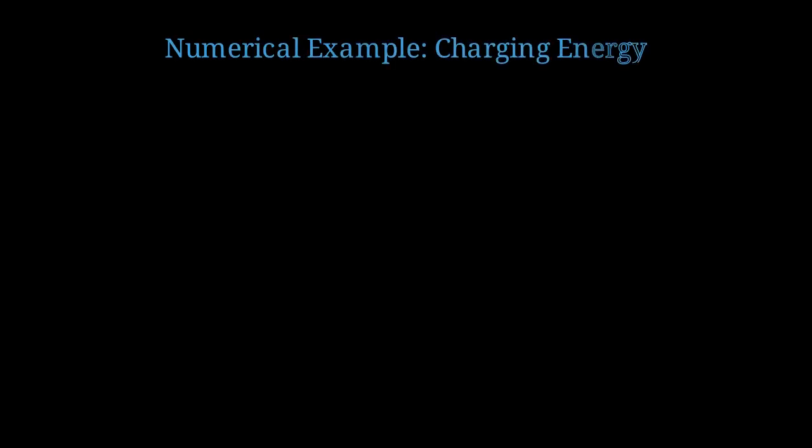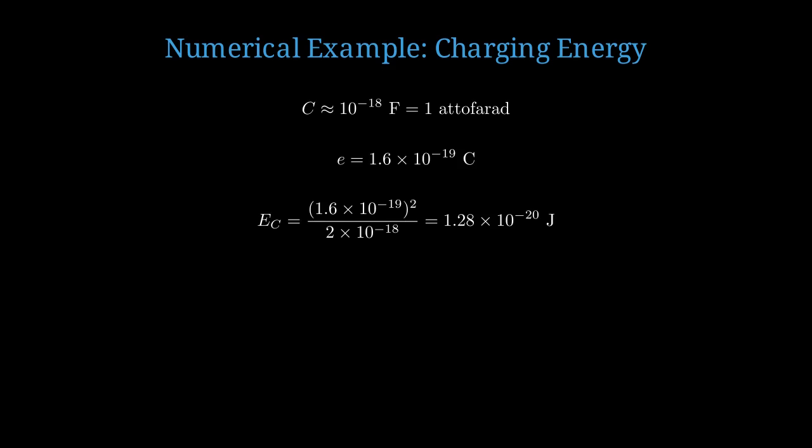Let's calculate the charging energy for a realistic quantum dot to see why cooling is necessary. A typical quantum dot might have a capacitance of about 10 to the minus 18 farads, which is 1 attofarad. This is incredibly small. The elementary charge is 1.6 times 10 to the minus 19 coulombs. Plugging in these values, E_C equals (1.6 times 10 to the minus 19) squared, divided by 2 times 10 to the minus 18. This gives us 1.28 times 10 to the minus 20 joules. Converting to electron volts, this is 80 millielectron volts. This is a substantial energy at the nanoscale.